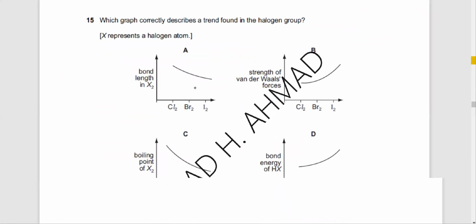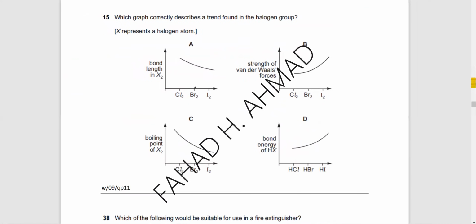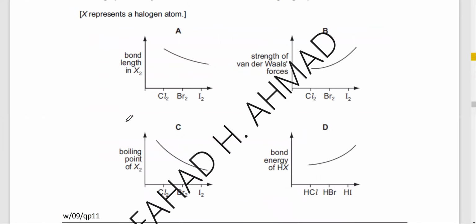So here, let's do one last question. Which graph correctly describes a trend found in the halogen group? The boiling points, do they decrease? They increase down the group because of van der Waals forces. I2 is going to have more van der Waals forces. Bond length does not decrease; it increases. You have bigger atoms, you have bigger bonds. B is the correct one. Van der Waals forces keep on increasing. Bigger molecules have more van der Waals forces. So B would be the correct option.